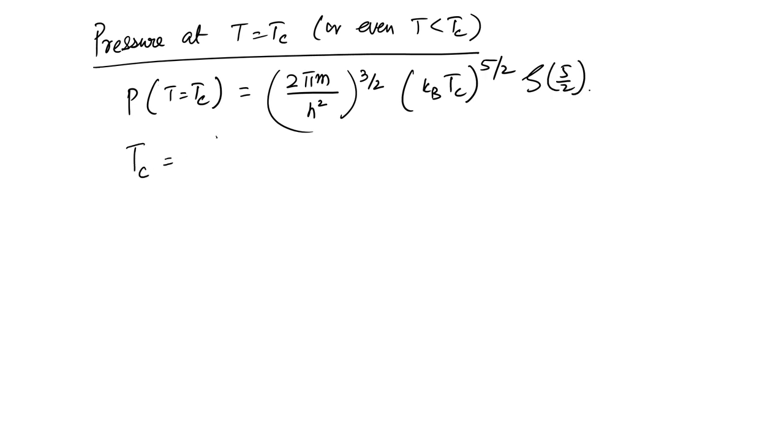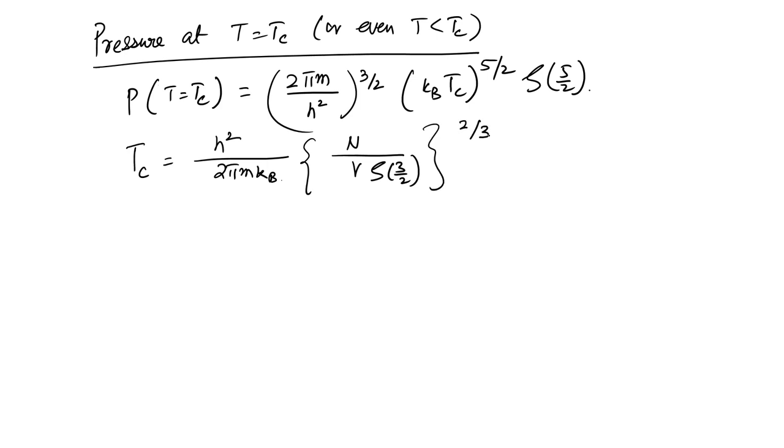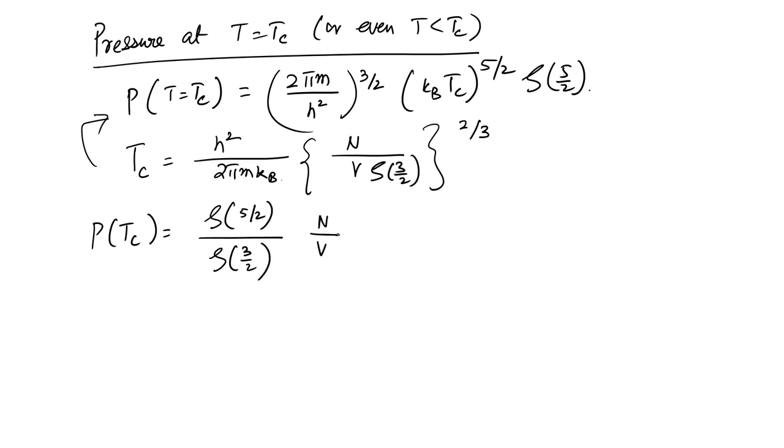If you substitute Tc equal to h square by 2 pi m k times n divided by v to the 3 by 2, whole to the power 2 by 3, then you get P at T equal to Tc equal to this nice ratio of two zeta functions, zeta 5 by 2 over zeta 3 by 2, times n by v kTc. This is nothing but the pressure of a classical gas, and this ratio, if you calculate it, comes out as follows.